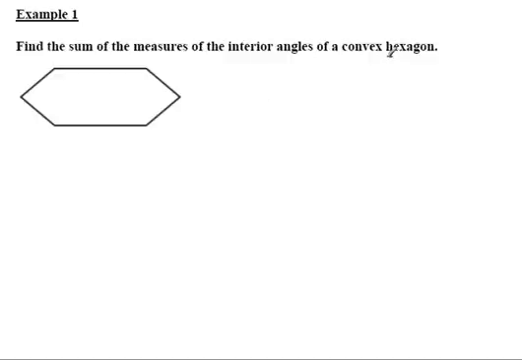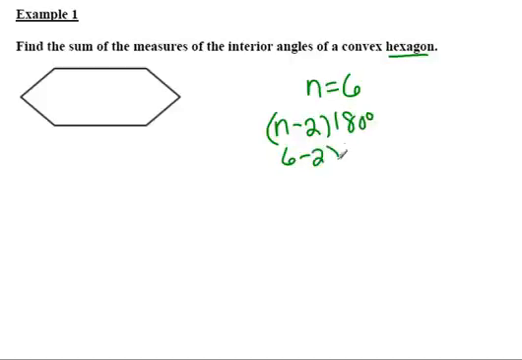So when we talk about this, it is going to be a convex hexagon. The hexagon is going to have 6 sides, so we're going to say n equals 6. And remember our formula is n minus 2, and we're going to multiply that by 180 degrees. So this would be 6 minus 2. It's in parentheses, so we have to do that first, times 180 degrees. That's 4 times 180 degrees, which is going to equal 720.